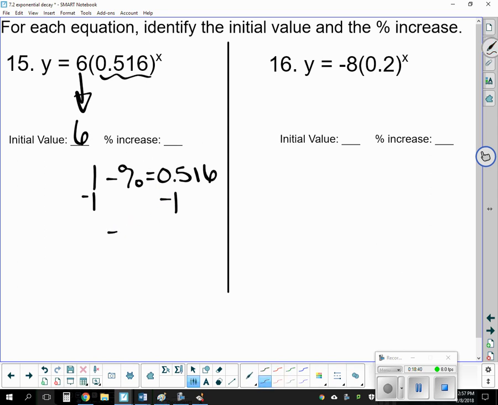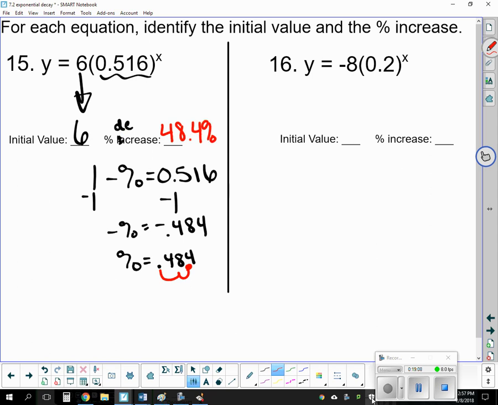So our percent would be 0.516 minus 1. That gives us negative 0.484. Well, we'd have to get rid of a negative sign, so our percent is equal to 0.484. But that's the decimal version. To make it the percent, we're going to take it and move it 2 spots. So our percent increase, should say decrease, change that on your paper, is 48.4%. Pause the video, you guys do this last one, and change that to decrease.